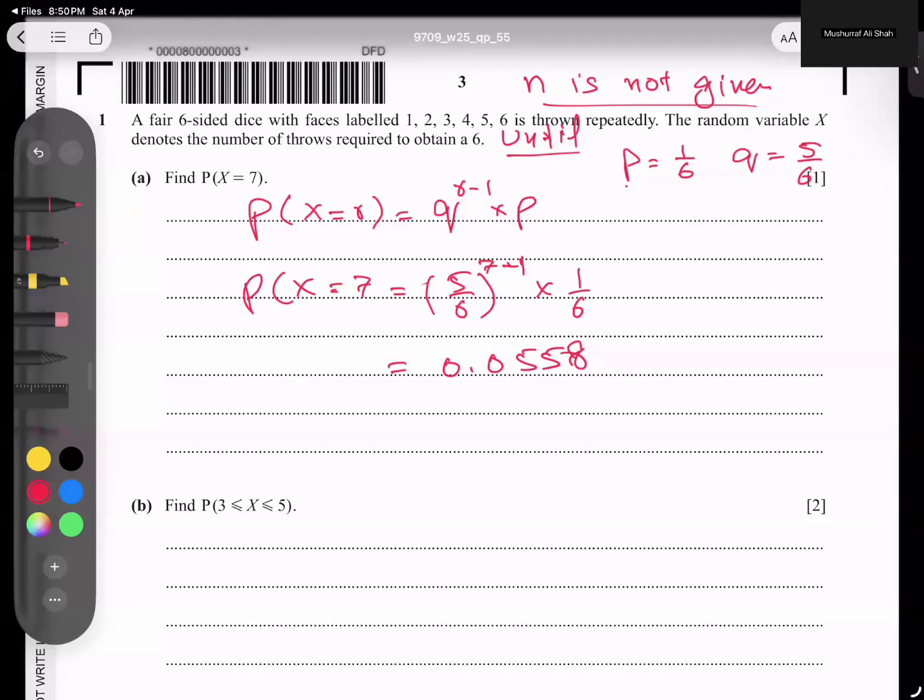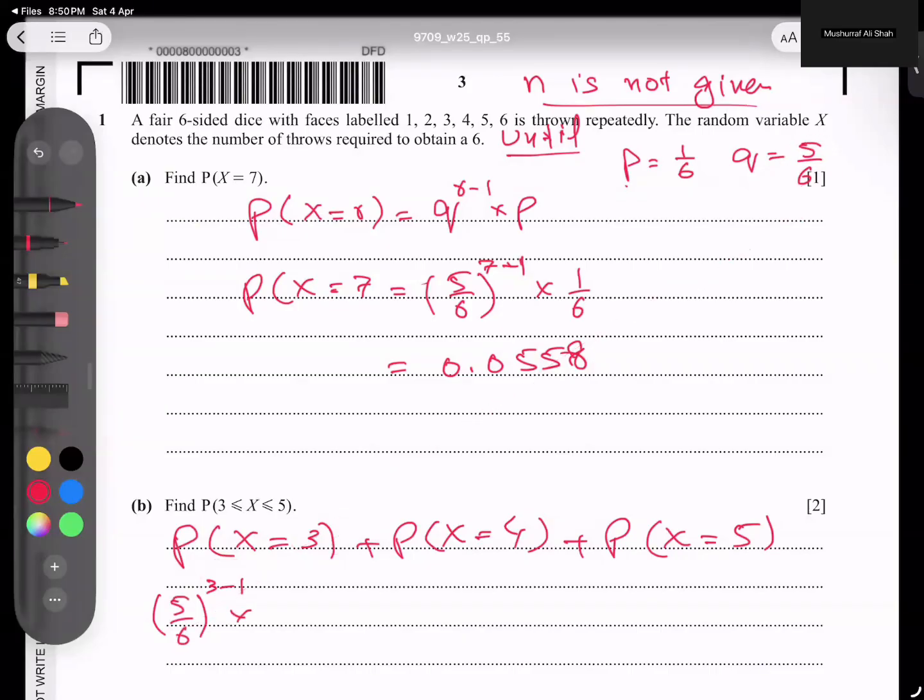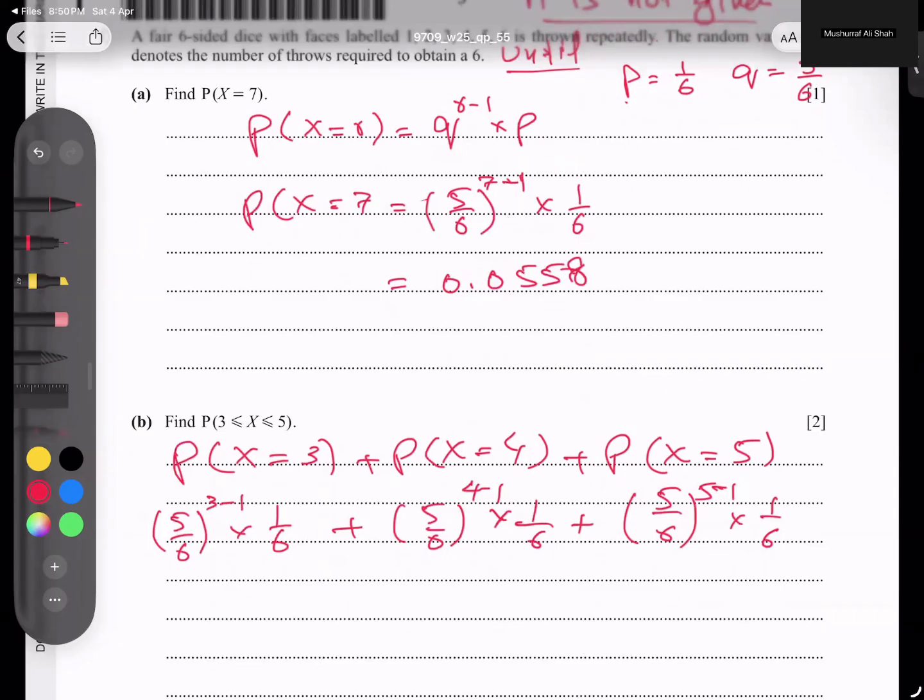For the second part, we have P of X from 3 to 5. It means we have to go for 3, 4, and 5, so we have to apply the geometrical probability formula three times. I'm applying q to power 3 minus 1 with q value 5 by 6 into p value 1 by 6. Again 5 by 6 to power 4 minus 1 into 1 by 6, and again 5 over 6 to power 5 minus 1 into 1 by 6. If you type in the calculator, we get in fraction form 2275 over 7776, or in decimal 0.293.